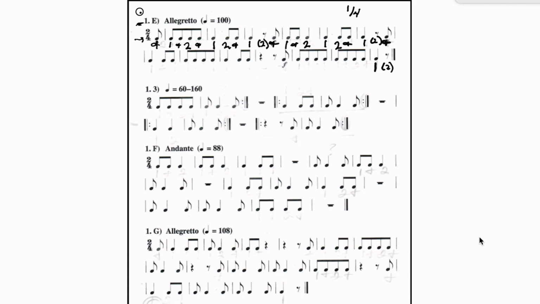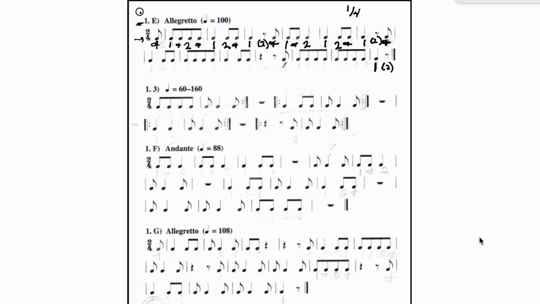Okay, here's our beat. 1, 2, beginning, go. And 1, and 2, and 1, 2, and 1, and 1, and 2, 1, 2, and 1, and 1, 2, and 1, and 2, and 1, 2, and 1, and 2, and 1, and 2, and 1.